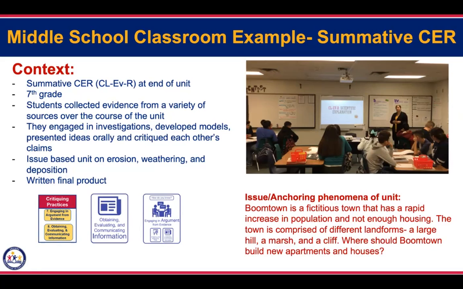So here's the story. This was an erosion and deposition unit, like a weathering unit on earth processes. And there was this fake town called Boomtown. It had a rapidly increasing population, not enough housing. So the students had to solve the problem by figuring out where the town should build new apartments and houses and then recommend it to the city council. There were 3 places they could choose from: the hill, a marsh, and a cliff. And what I'm going to show you is how, after doing all of these investigations, I asked them to present their final idea. That's what you're going to watch here in just a second.